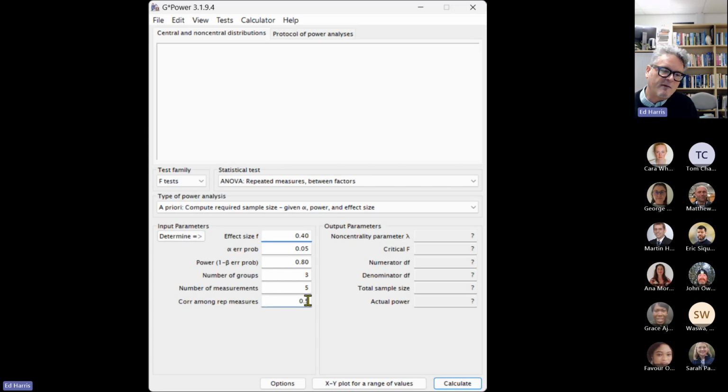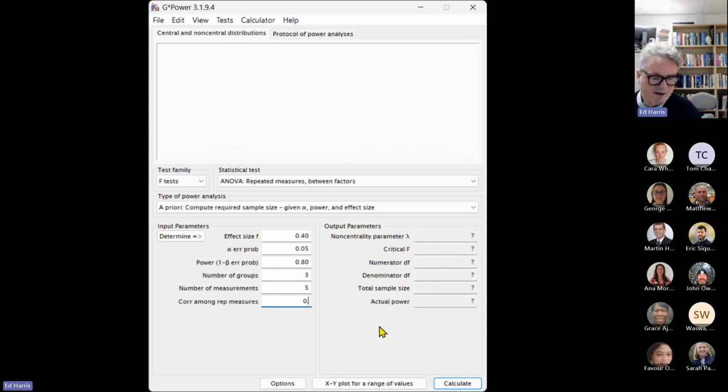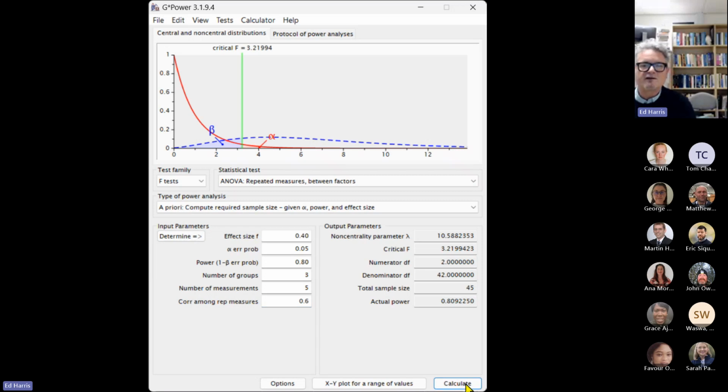So the other assumption I've made is the correlation. I mentioned that it could range from 0.3. So let's see what a correlation of 0.3 does to the sample size. If there's low correlation, it reduces the sample size to 30. And if there's a high correlation, let's go up to 0.8. Well, I think 0.6 is the maximum that I would expect. It goes up just a little bit to 45. So I might explore that from 0.4, 0.5, and 0.6 to look at that range.